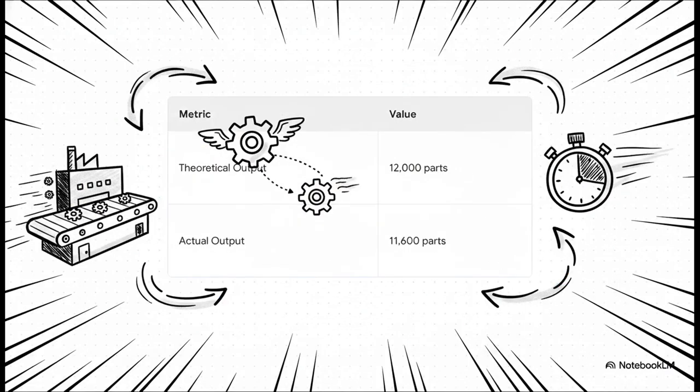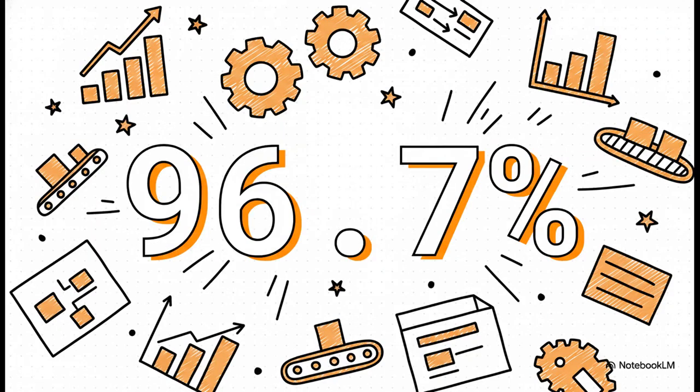Okay, next up is performance, and this one is all about speed. In those 7.5 hours, theoretically, the machine could have cranked out 12,000 parts. In reality, it made 11,600. So it was running just a little bit slower than its absolute top speed. So we divide the actual output by the theoretical, and that gives us a performance score of 96.7%. I mean, that's a really solid result.